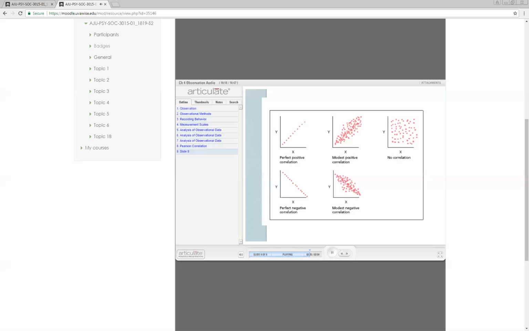We might expect a negative correlation between something like age and temper tantrums. So let's say that X is the child's age and Y is the number of temper tantrums. What you can see in the first one is a perfect negative correlation, which means a correlation of -1. We can see that as children get older, they tend to have fewer temper tantrums. The modest negative correlation shows the same thing, but again, there are some exceptions.